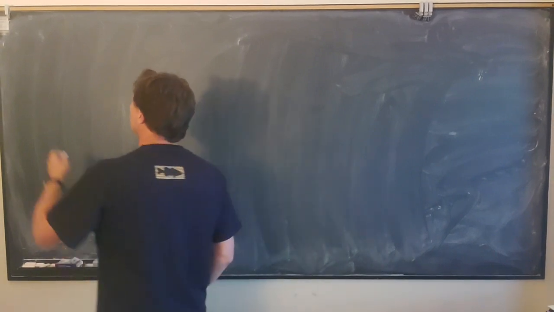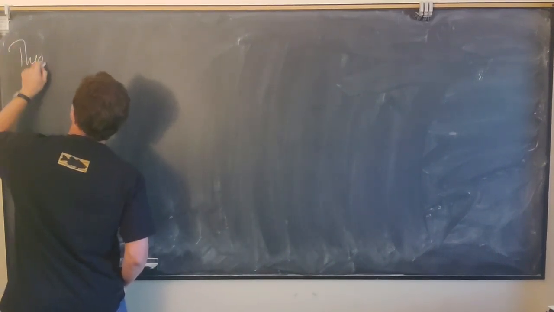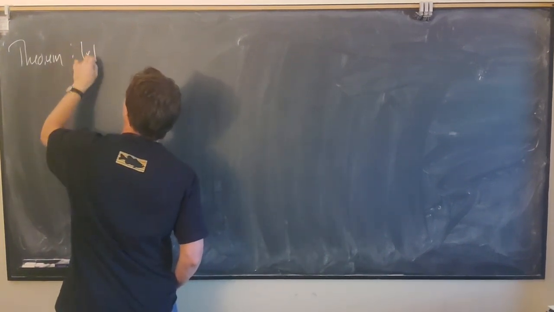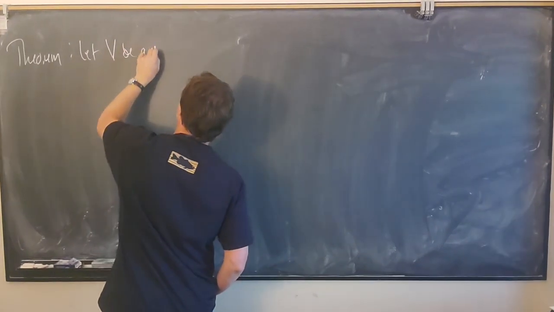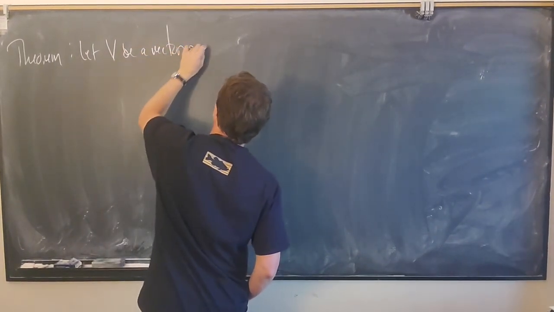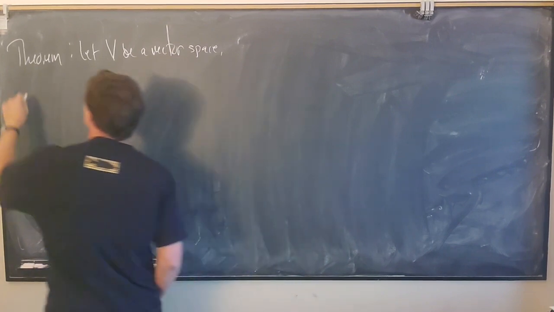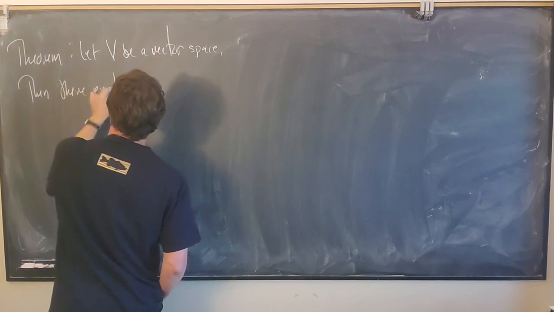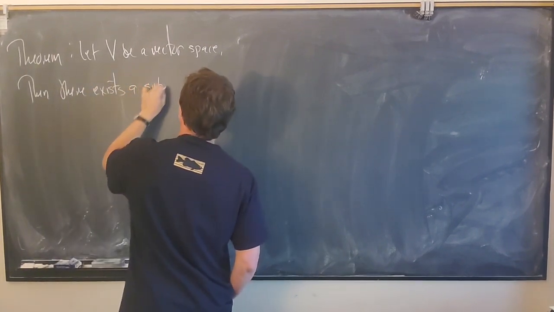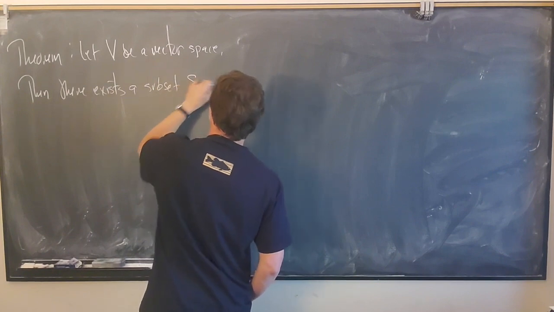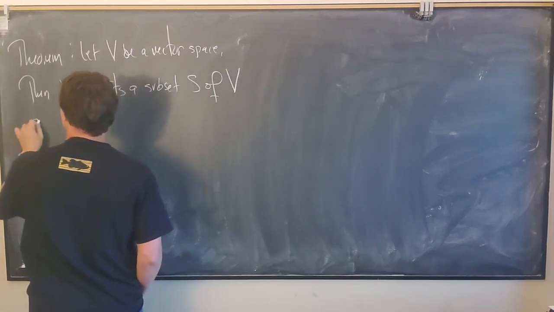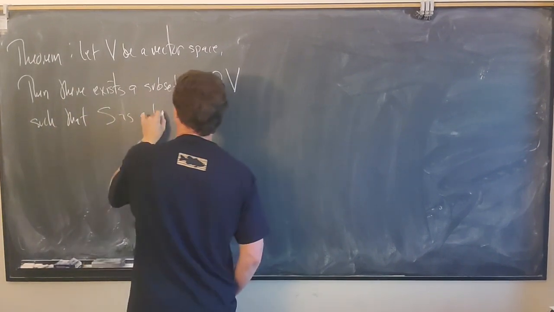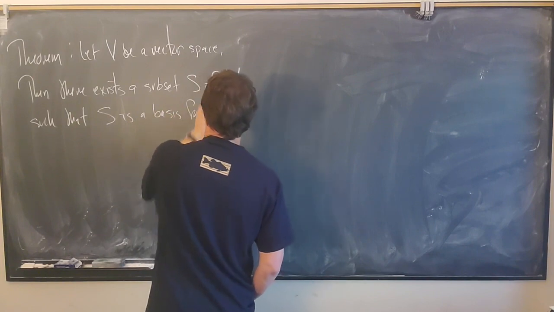So this next theorem is going to give us some information about the existence of bases. Let V be a vector space. Then there exists a subset, say capital S, of V such that S is a basis for capital V.